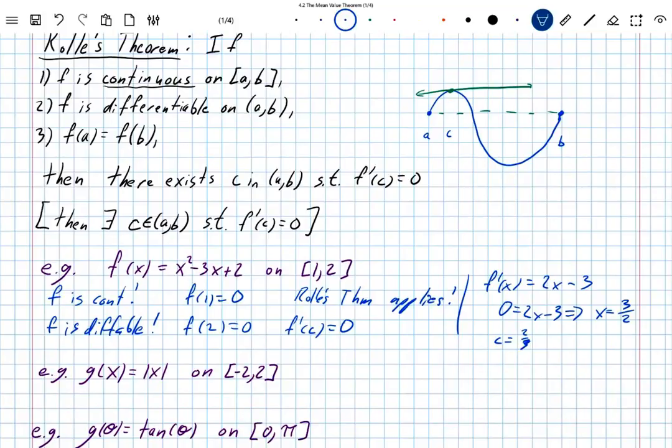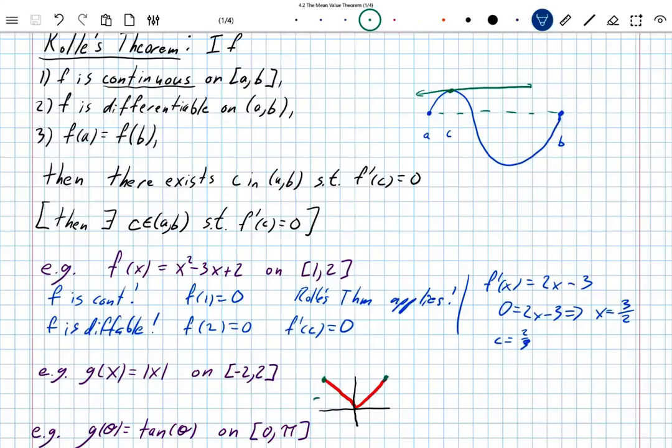So for instance, if I was going to look at the absolute value of x, what does that look like? Let's draw this. It's a nice pointy looking thing. Notice that between negative 2 and 2, yes, they agree. They're both 2. So Rolle's theorem would try to say that I should have a derivative of 0 somewhere, but in fact it's not. The derivative is negative 1 on the left, and it's positive 1 on the right.